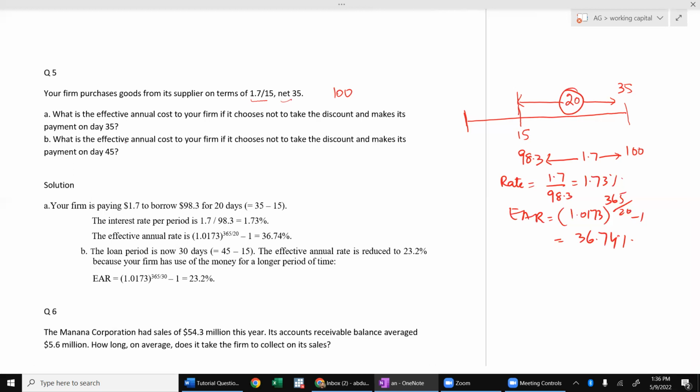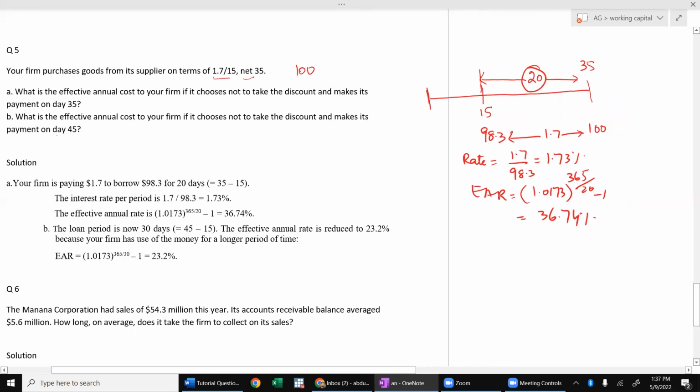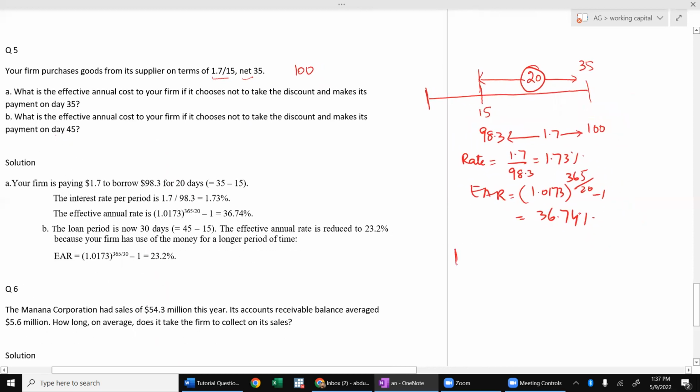Okay. Now, the B part is very important. The question is asking us, what is the effective annual cost to your firm if it chooses not to take the discount and make its payment on day 45? So it means that the company is now extending the credit. Now there are 3 points: 15, the original payment period, but you are stretching it by another 15 days and another 10 days.